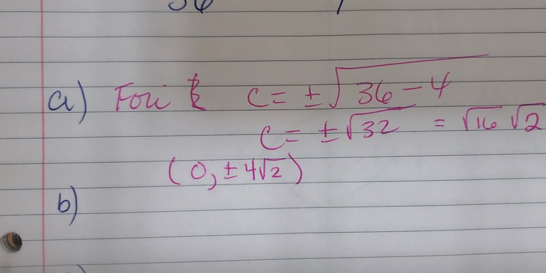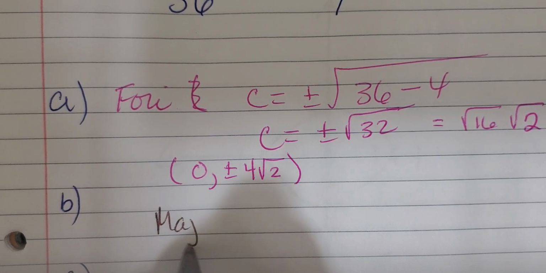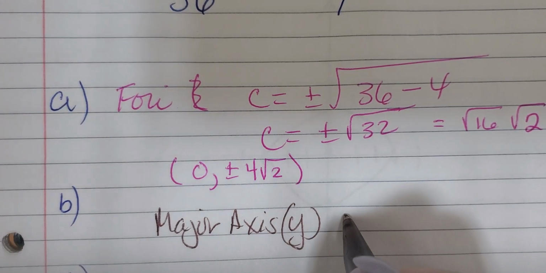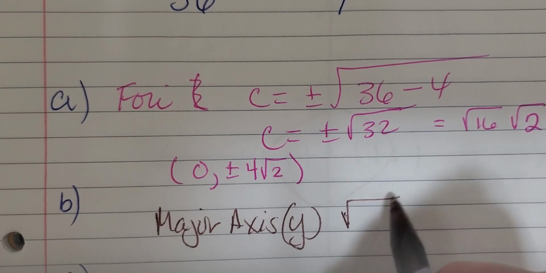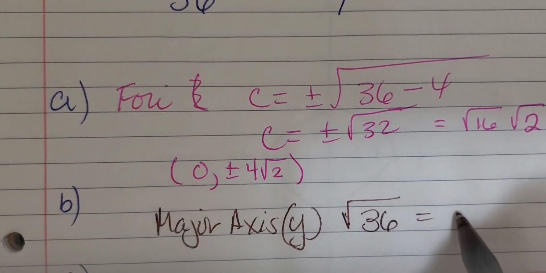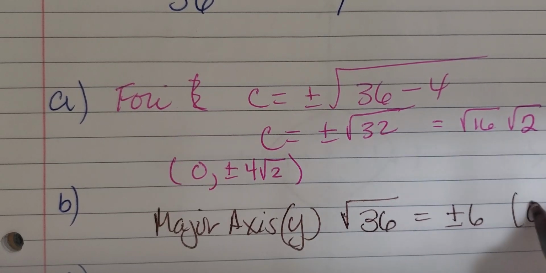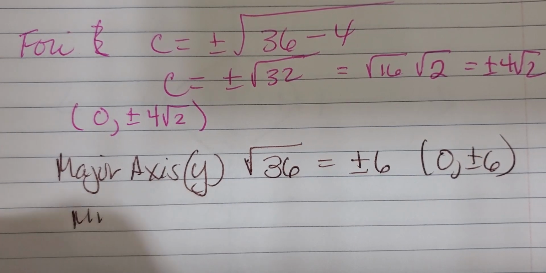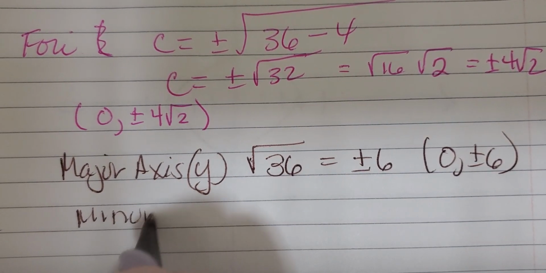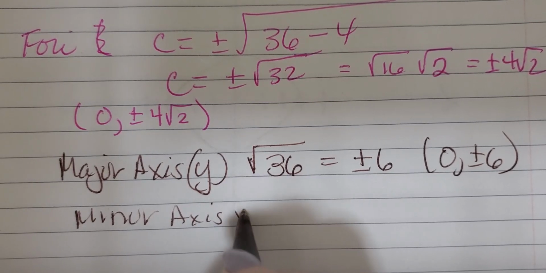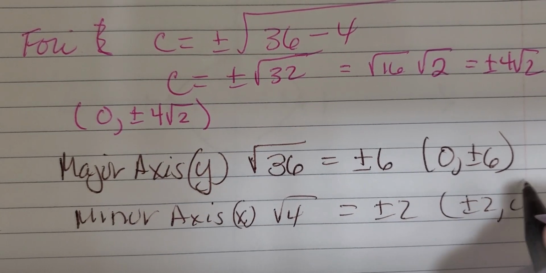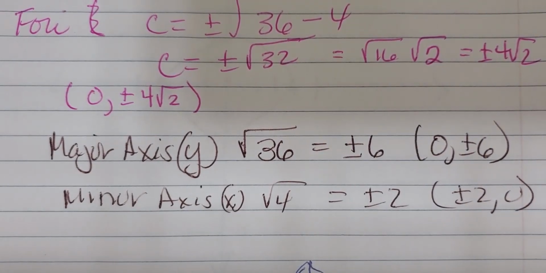Okay, so the major axis is on the y. So we're going to do the square root of b. Well, actually, it's easy just to do the square root of that. That's going to be plus or minus 6. But remember, it's on the y. And then the minor, I'm running into c, which this time is on the x-axis, is the square root of 4.